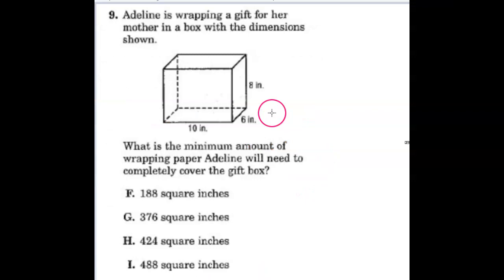That's number 8. All right, number 9 says Adeline is wrapping a gift for her mother in a box with the dimensions shown. So we're doing a gift box.